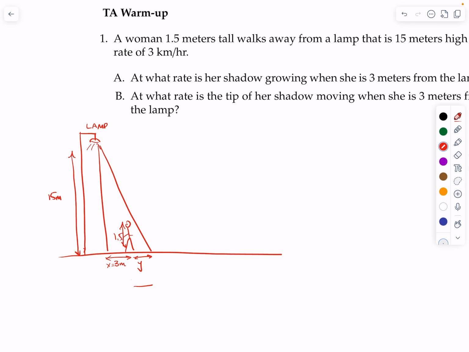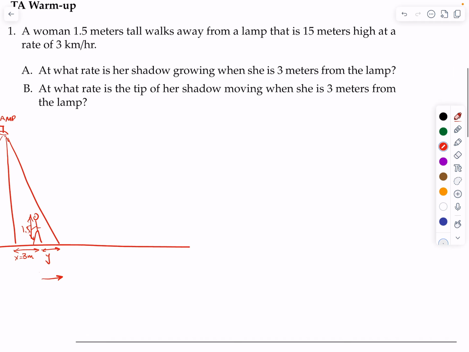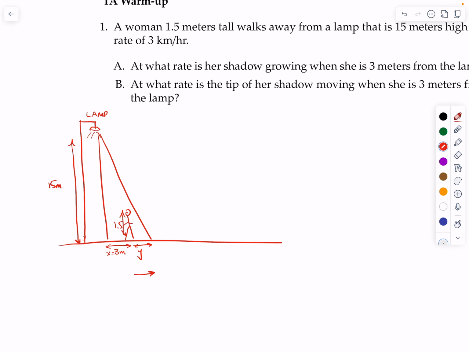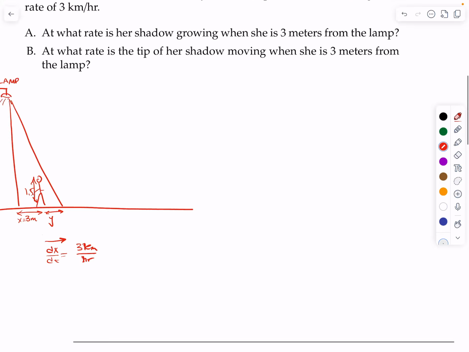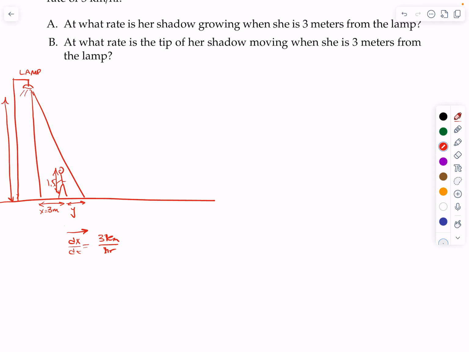So this rate, let's see, dx over dt is 3 kilometers per hour, which unfortunately is not the same units, but it's easy enough to fix. So that would be 0.003 meters. What am I doing? 3,000 meters. I was dividing by 1,000. 3,000 meters per hour.